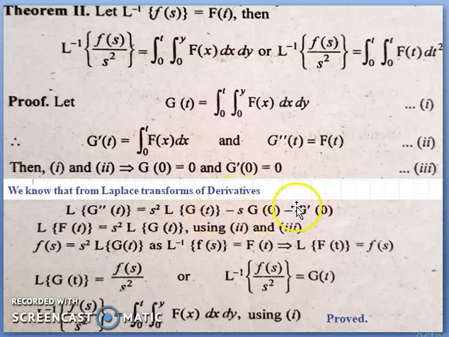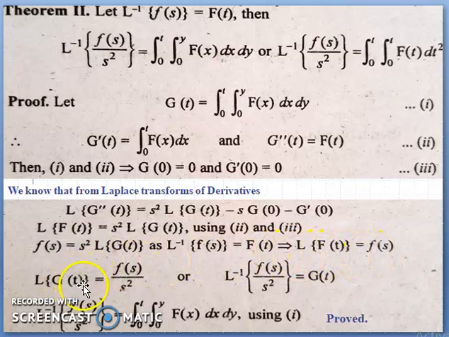Now on substituting all the above values of g(0) and g'(0), we get g''(t) equal to f(t). So L of f(t) equals s square into L of g(t), by using equations 2 and 3. So L of f(t), known as F(s), equals s square into L of g(t), as L inverse of F(s) equals f(t) by the basic definition of inverse. That implies L of f(t) equals F(s).